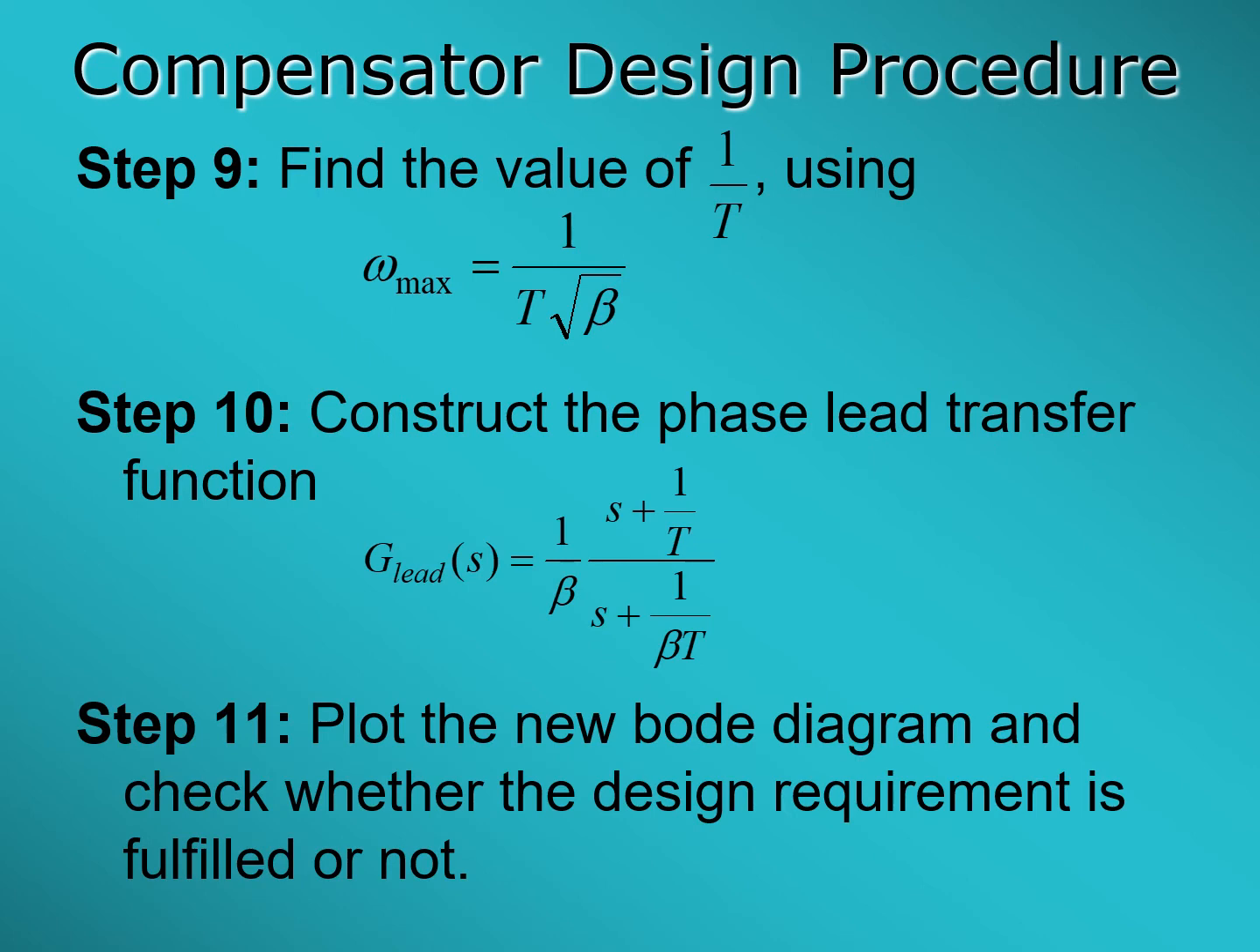Then step number 9, find the value of 1 over T using this formula. Since you already know the omega max and also the beta, I hope you should have no problem finding this 1 over T. Step number 10, construct the phase lead transfer function. Since you already know all the information, you can construct this G lead. And the final step, number 11, plot the new Bode diagram and check whether the design requirement is fulfilled or not.